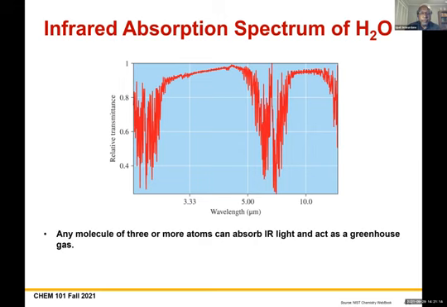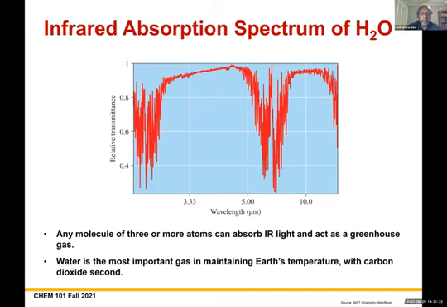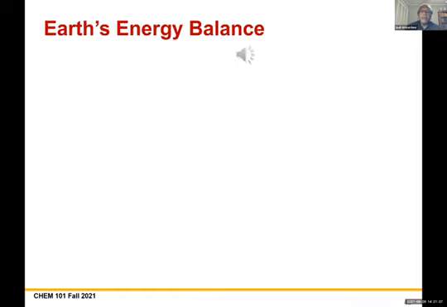Any molecule of 3 or more atoms can absorb IR radiation and can cause the greenhouse effect. Water is the most important gas in the Earth atmosphere, with carbon dioxide second. Therefore, carbon dioxide is the one that is increased. Water is not increased in the atmosphere. It's been there forever.